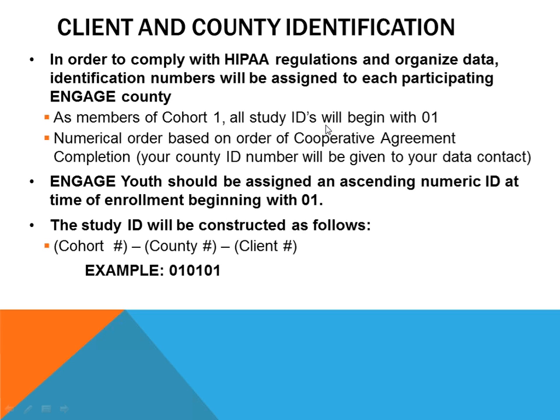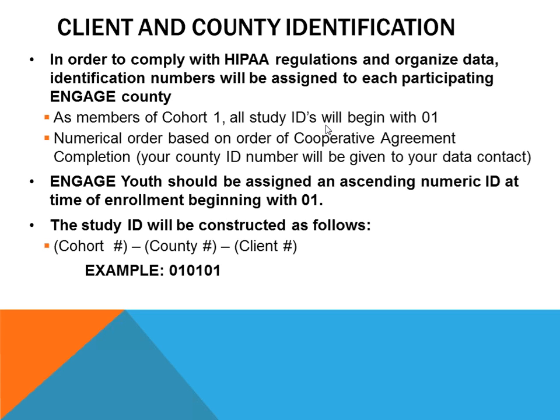Since you are all different clients and counties, we are going to require identification numbers. We also need to comply with HIPAA regulations and keep our data organized. So as members of Cohort 1, all your study IDs are going to begin with 01. I think we're going to give you numbers in the order that you submitted your cooperative agreements.